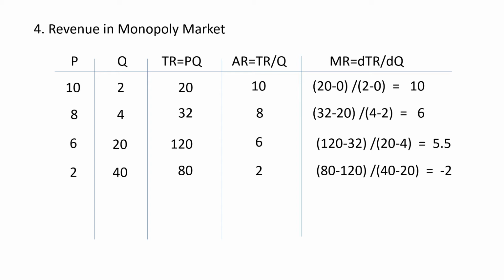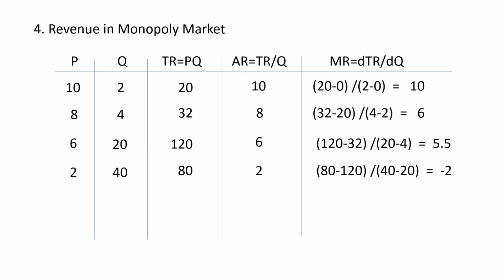For example, here, if the price is 10 baht, then the quantity is just 2 pieces. The total revenue is 10 multiplied by 2, which is 20. The AR is TR by Q, that is 20 by 2. This is 10. And MR is the change of TR by the change of Q, that is 20 by 2.